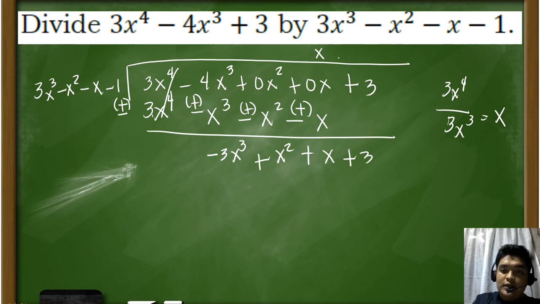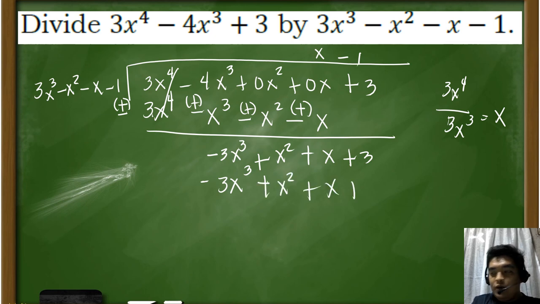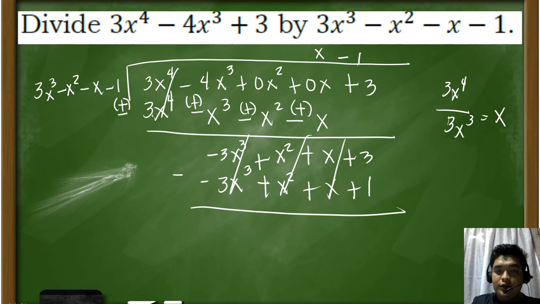Then divide again. What is negative 3x cubed divided by 3x cubed? That is negative 1. So times again, negative 1 times 3x cubed plus x squared plus x plus 1. Subtract, so cancel, 0, 0, and 3 minus 1 is 2. So therefore our remainder is 2.